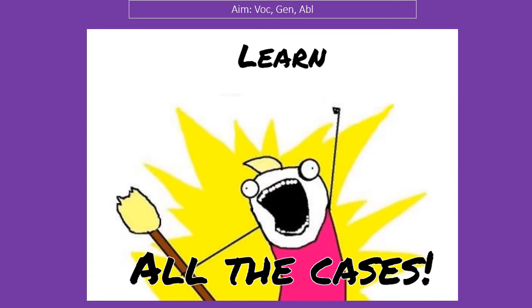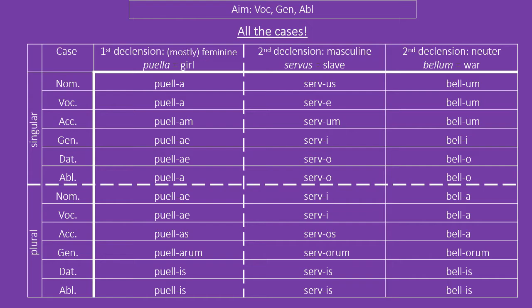Now, of course, we have to learn all the cases. So, this is a chart of the first declension words, which are mostly feminine, so words like puella, of second declension words that go like servus, and also second declension neuter words that go like bellum. You may not have been introduced to bellum yet, don't worry, you'll get there. This is the full chart. Obviously it's quite a bit longer than the one you saw on the previous slide, sorry about that.